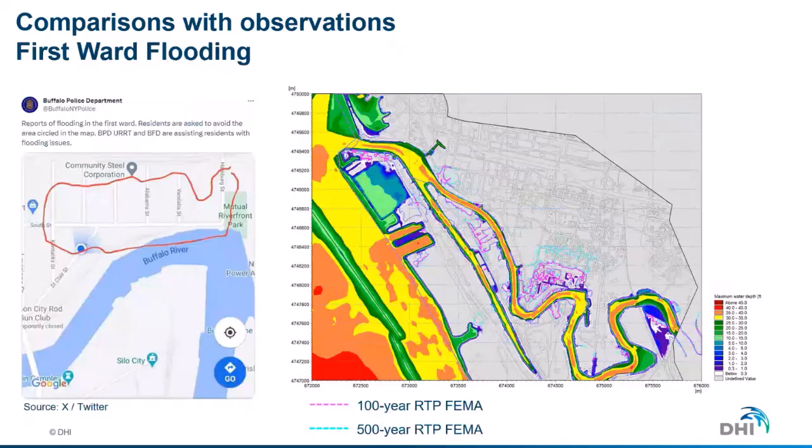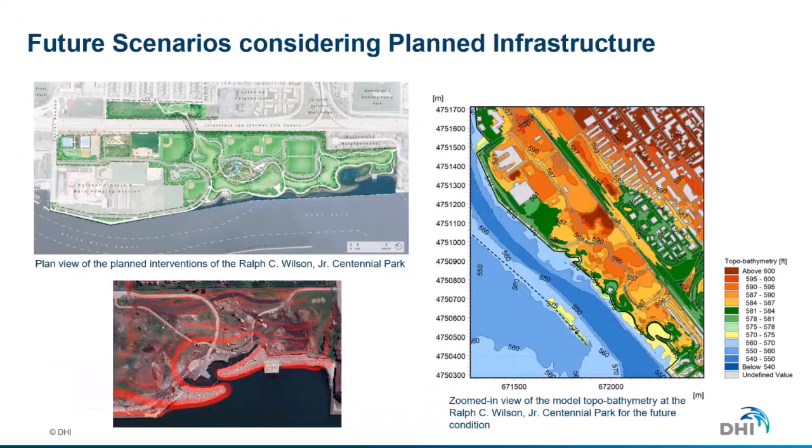Another type of information that we could use to do the qualitative validation of the model results is some information from Twitter, for example. We have Twitter, or X now, sorry, and we have this information from the Buffalo Police Department reporting some flooding around the First Ward neighborhood, and our model results also show this flooding during one of these storms that happened in the past years.